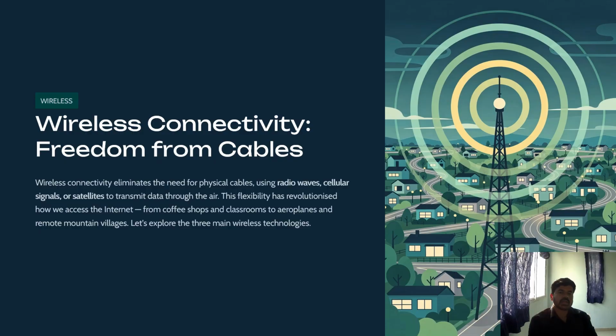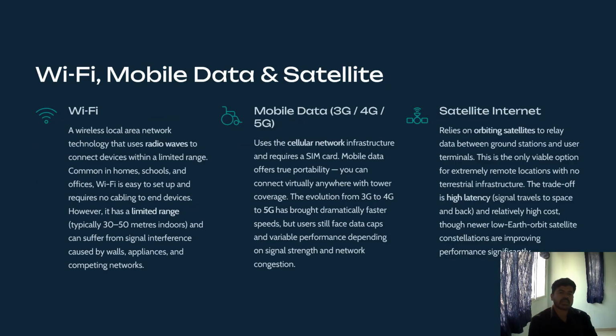There are three main types. First one is Wi-Fi, then mobile data, and third one is satellite. So Wi-Fi uses radio waves. It connects devices within a limited range of about 30 to 50 meters indoors. Common in homes, schools, offices. Advantage is no cable, easy setup.